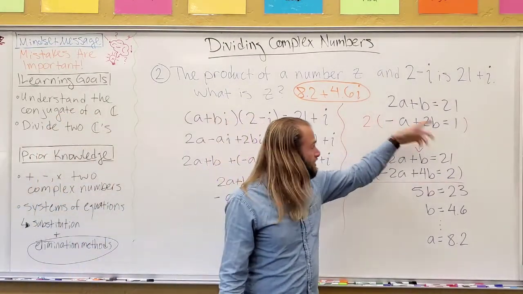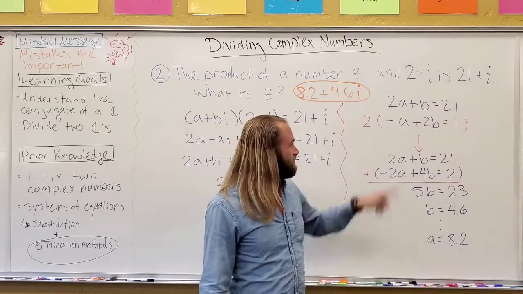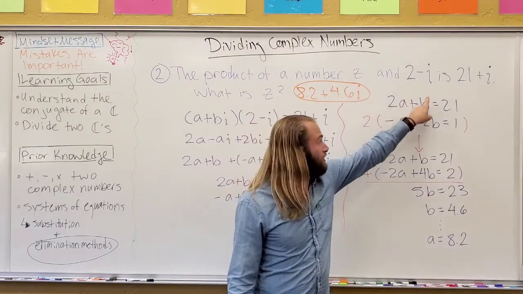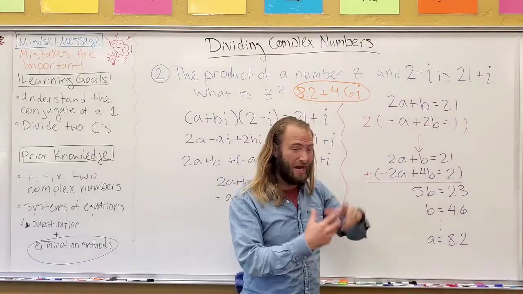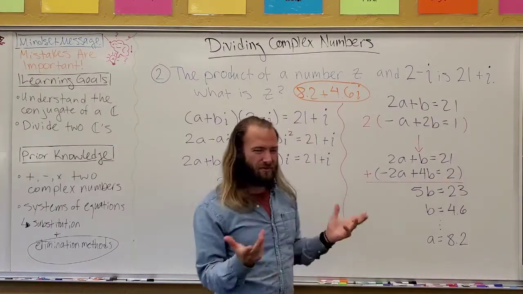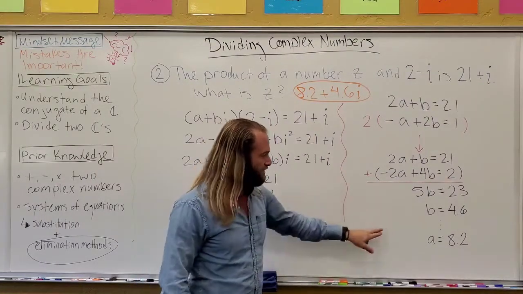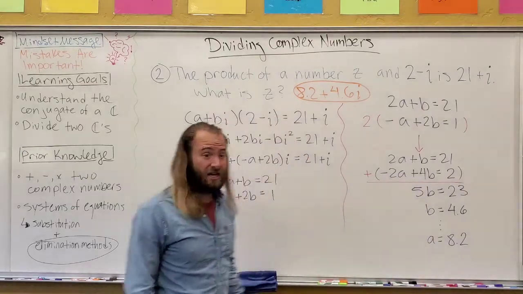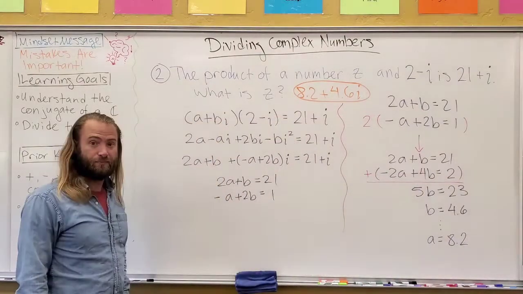And following a very similar set of steps, once I have these two equations, we scaled by 2 here. Now you could have done different things. You could have maybe multiplied this one by 2 and then eliminated the b's by subtracting the equations. So there's different ways you could go about it. But in the end, you should still get b is 4.6 and a is 8.2.